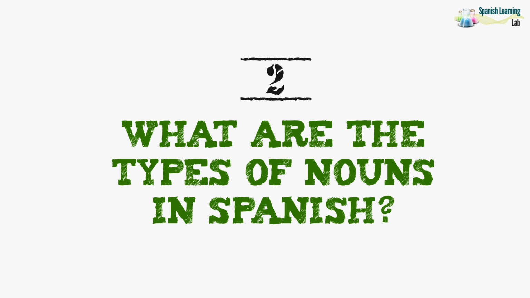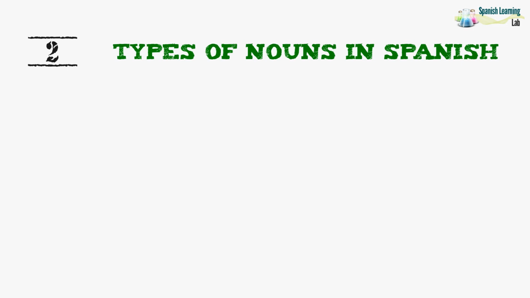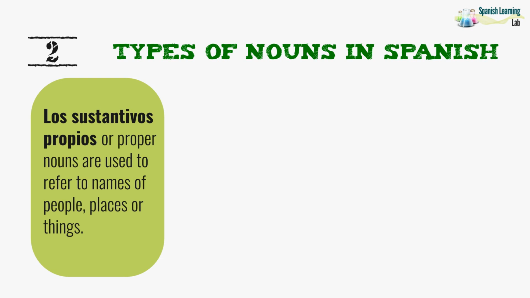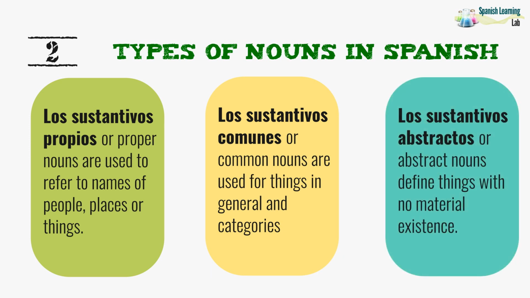What are the types of nouns in Spanish? Basically, there are three types of nouns in Spanish that most people know and use, which are los sustantivos propios, or proper nouns, los sustantivos comunes, or common nouns, and los sustantivos abstractos, or abstract nouns. We will explore each specific type next and provide a few examples.